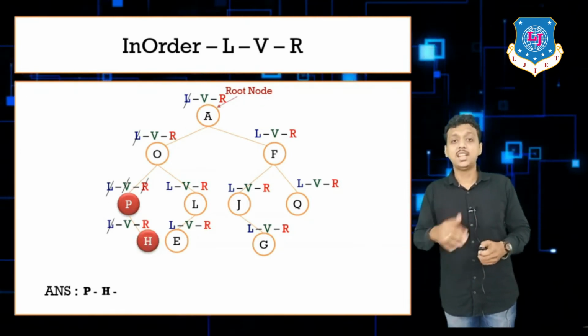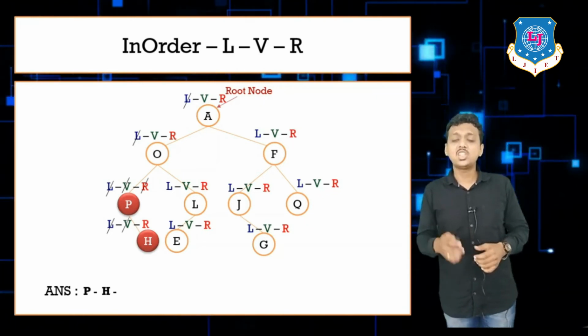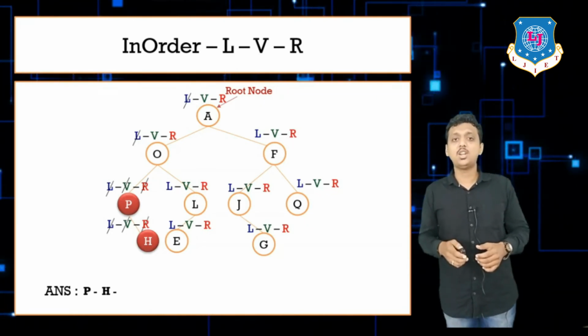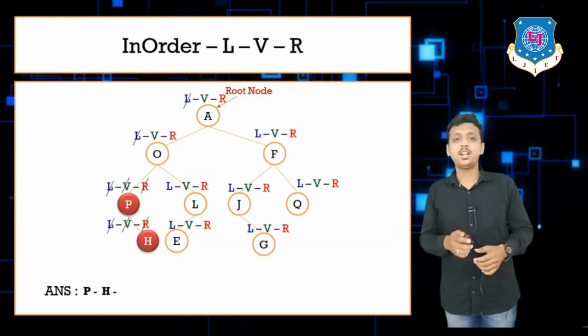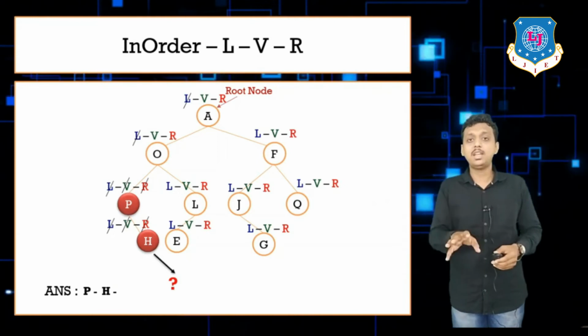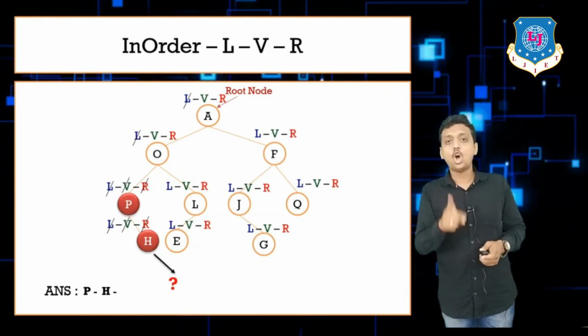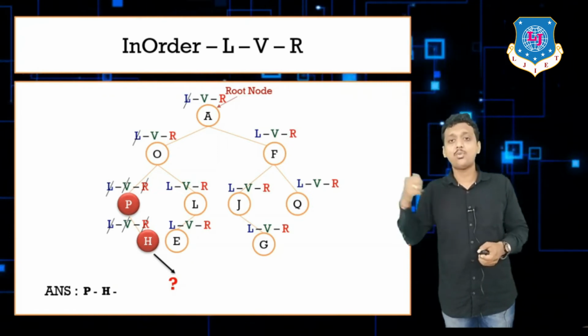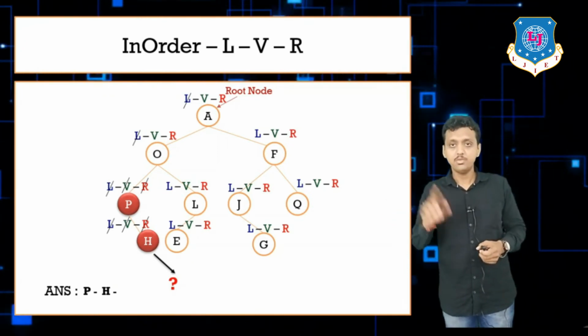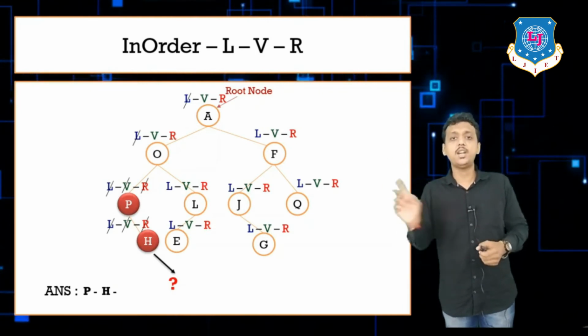Okay, fine. The next is R. Is there any right child of H? Cut R. Is there any right child of H? No. Okay, see, now this is the main step that you need to understand during the traversal operations. Right now, all three, L, V and R, of H are cut down. We have already done left, visit and right for H.